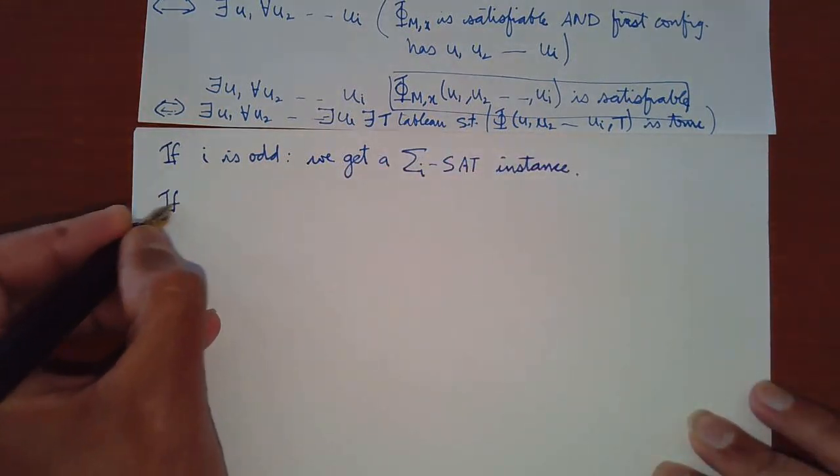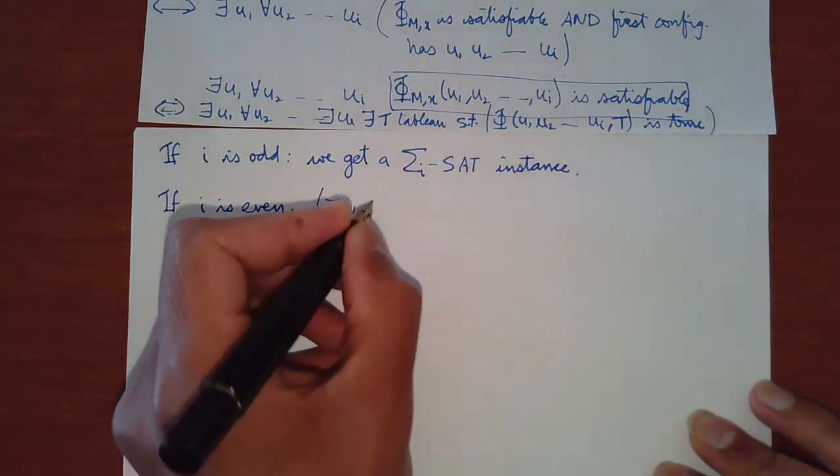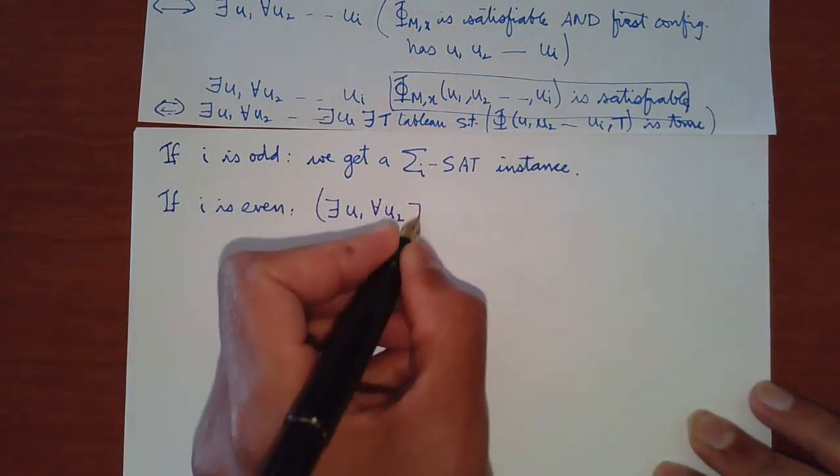But if i is even, then in that case you're seeing there exists u1, for all u2, then you get there exists a tableau.